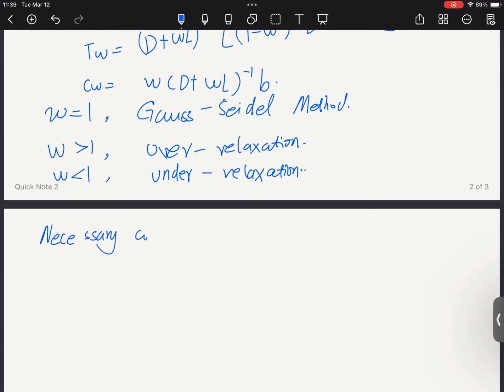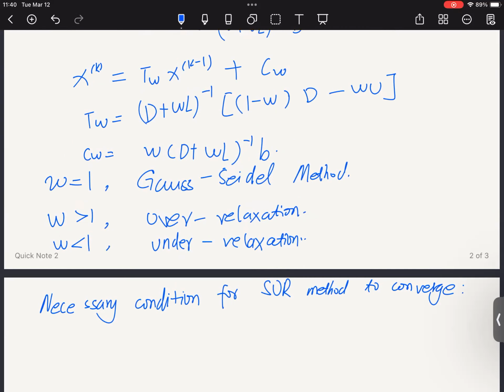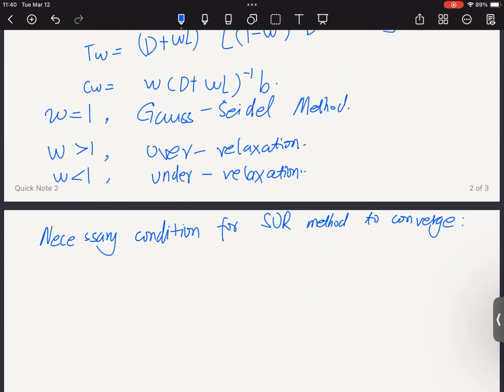Necessary conditions for the SOR method to converge. It means that it requires omega to satisfy this condition. But if omega satisfies this condition, it's not enough. It also depends on the A matrix as well, because the A matrix decides T omega and C omega here, and the iteration matrix T omega is really important. You will see the importance later. I will talk about the general iterative methods' convergence conditions later, but for this relaxation method, the weight is also important if you want it to converge.